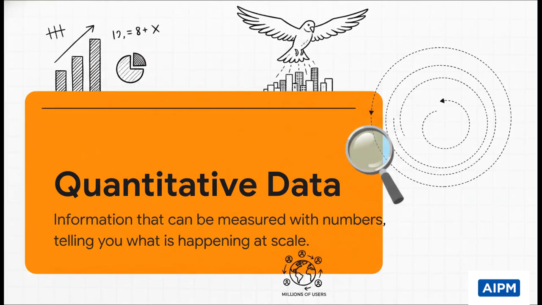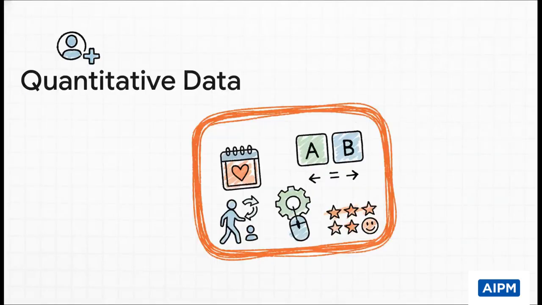So quantitative data is basically anything you can count or measure. The magic word here is scale. This is the data that gives you that 30,000-foot view. That big picture look at what's happening across thousands or even millions of your users. And in the real world, this is the stuff you're probably looking at every day. We're talking about things like sign-up rates, daily active users, those all-important churn and retention numbers, the results from your A/B tests, and how people are using your features. These are the numbers that tell you if you're winning or losing the game.